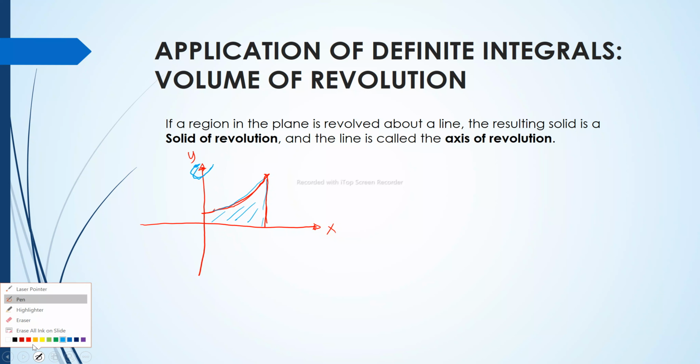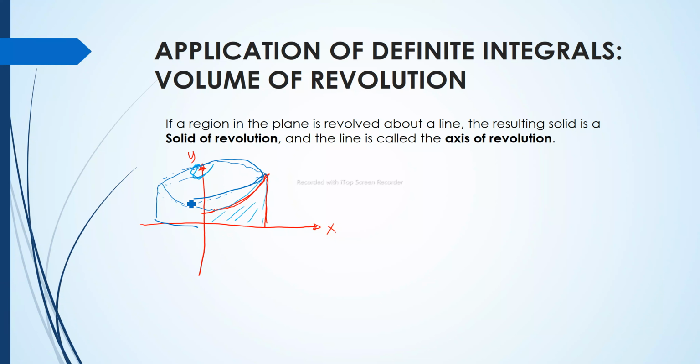So what will happen during the revolution of this specific region? If we revolve it, this will form a volume, a three-dimensional object or three-dimensional solid. We call that our solid of revolution, because it is a solid formed by allowing this region in the plane to revolve along a specific axis, let's say the y-axis or the x-axis.